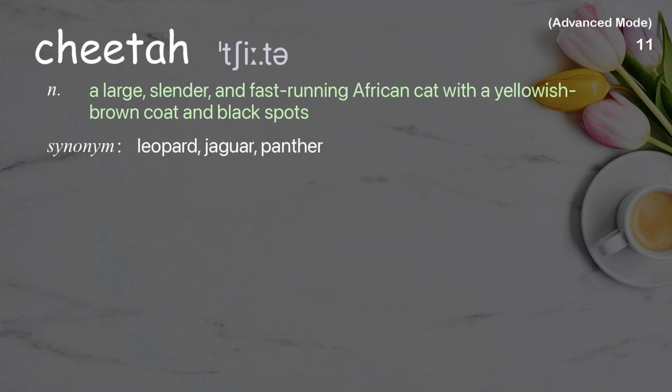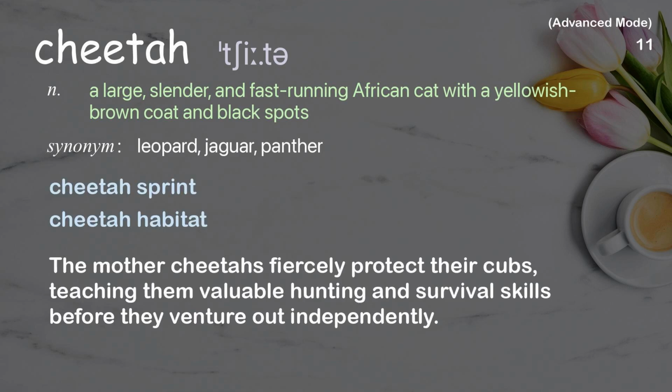Cheetah. A large, slender, and fast-running African cat with a yellowish-brown coat and black spots. Examples: Cheetah sprint. Cheetah habitat. The mother cheetahs fiercely protect their cubs, teaching them valuable hunting and survival skills before they venture out independently.